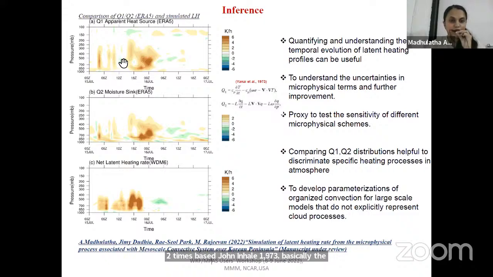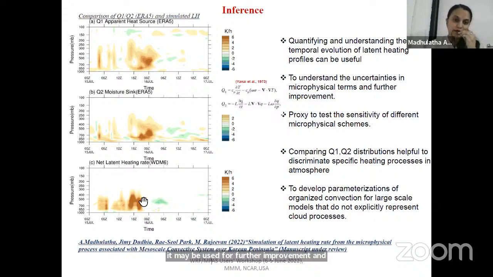Basically, Q1 is the total diabatic heating, including the net radiative forcing, latent heating, and also the turbulent mixing. But if you take the moisture sink, it is attributed to the latent heat release due to condensation and evaporation. If you see the second and third panel, the model is reasonably able to capture the latent heating associated with this severe convective system. So by quantifying these latent heating simulations, the uncertainties in microphysical processes and the assumptions, the biases can be understood, and it may be useful for further improvement.